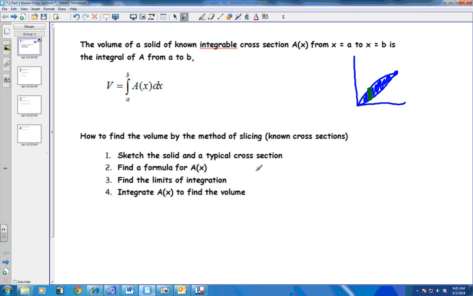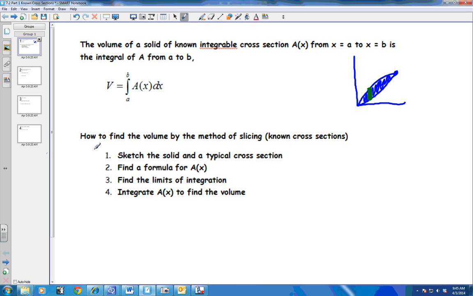So when we're finding volumes, given known cross sections, and our cross section will, like I said, be squares or semicircles or equilateral triangles, we have to know how to find the area of those things so that we can add up all those areas. The volume of a solid of known integrable cross sections from A to B is the integral from A to B of the area. So to find the volume, we need to find the area, and then we're going to integrate that from A to B.